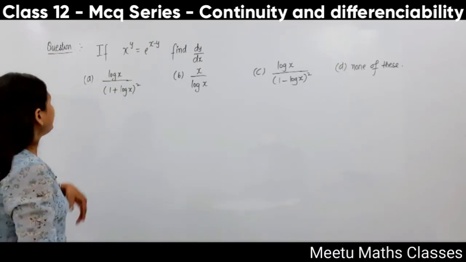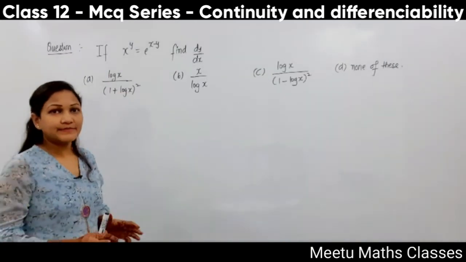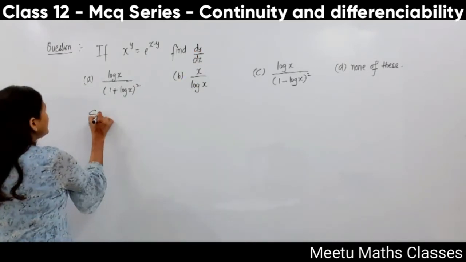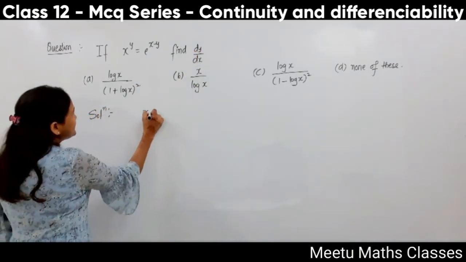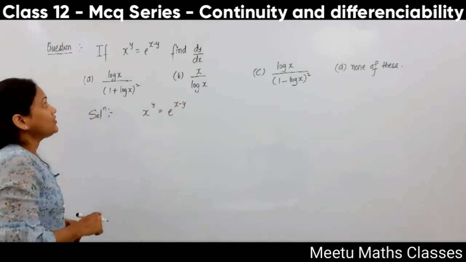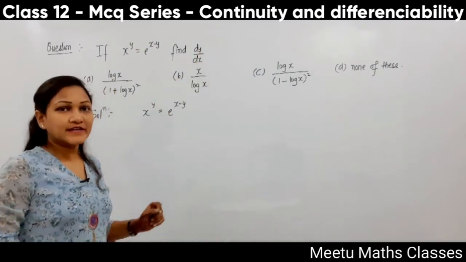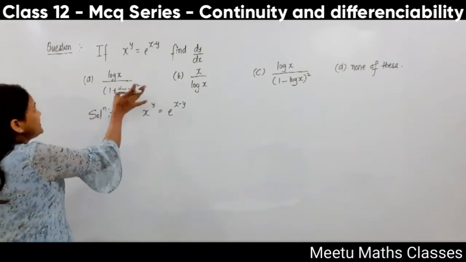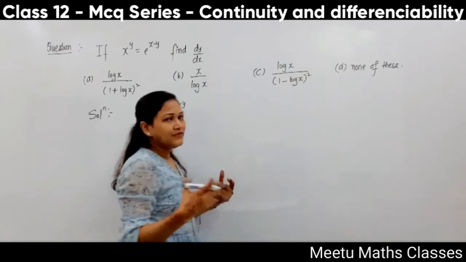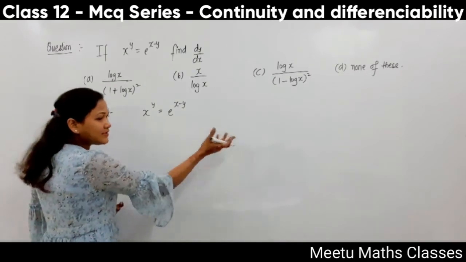Your next question is, if x raised to power y is equal to e raised to power x minus y, then find dy by dx. So consider your function x raised to power y is equal to e raised to power x minus y. So you have to find the derivative, differentiate y with respect to x. But if you see the options, your dy by dx is a function of x only. So first of all, you are going to try to convert your function as y is equal to f(x).